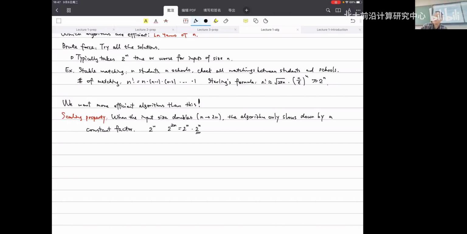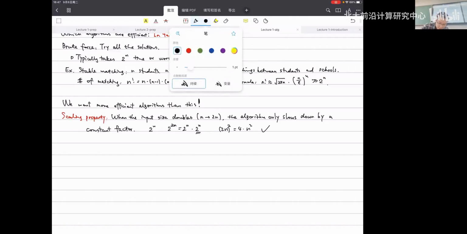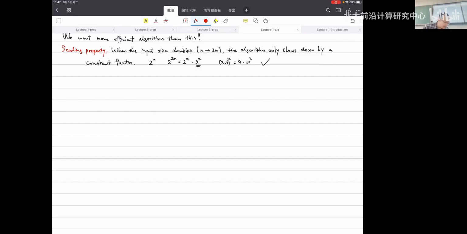But what kind of algorithm satisfies this property? Let's take a look at an algorithm with cost n squared. If an algorithm has cost n squared, then 2n squared equals 4 times n squared. So this is actually good, and an algorithm with cost n squared satisfies the scaling property. In general, this comes to a very natural definition called polynomial time algorithms.